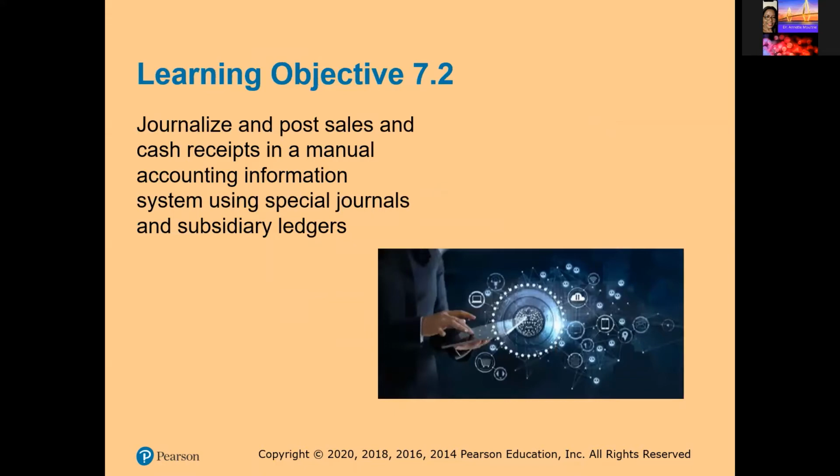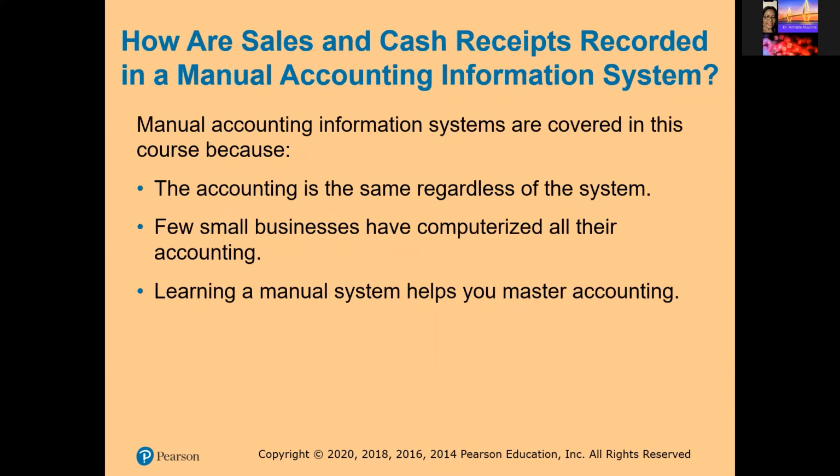Learning Objective 7.2. Journalize and post sales and cash receipts in a manual accounting information system using special journals and subsidiary ledgers. How are sales and cash receipts recorded in a manual accounting information system? Well, we begin by reviewing how transactions are recorded in a manual accounting information system.